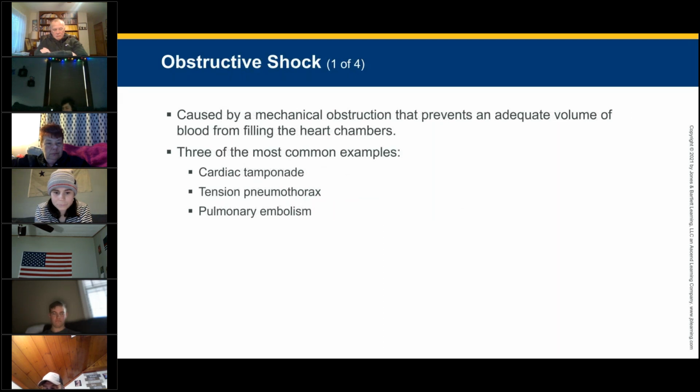Obstructive shock is caused by a mechanical obstruction that prevents an adequate volume of blood from filling the heart chambers. Three most common examples are your cardiac tamponade, your tension pneumothorax, or a pulmonary embolism.